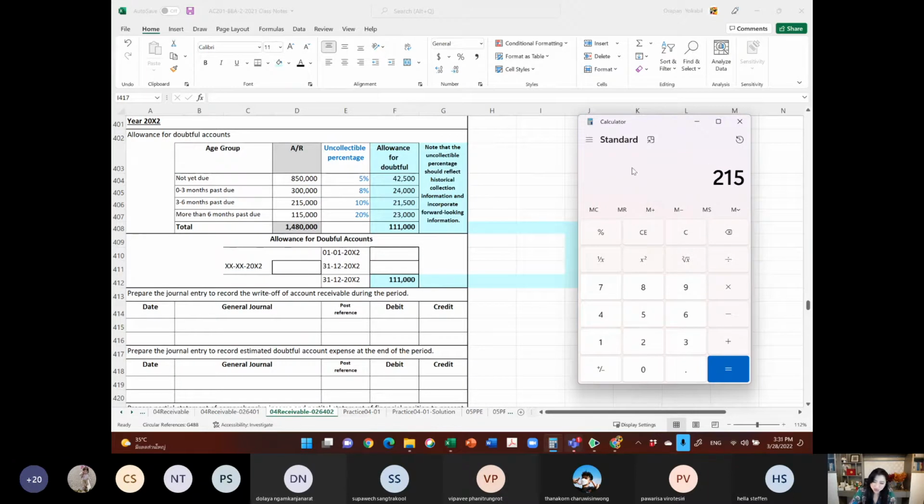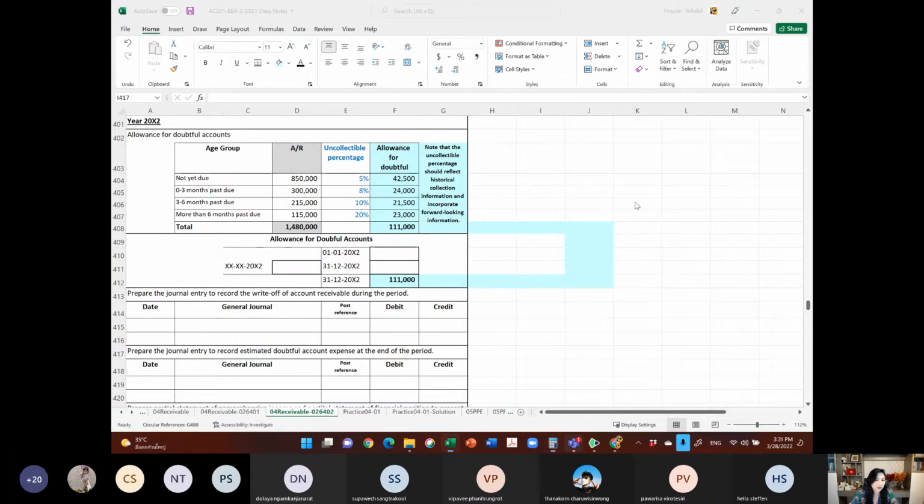All right, and then 215,000 multiplied by 10%, you take that to the M plus, and then 115,000 multiplied by 20%, you take that to the M plus. So if you put in all the multiplication results and press MR, you're going to get 111,000. What is this 111,000? This 111,000 is the ending balance of the allowance that you want.